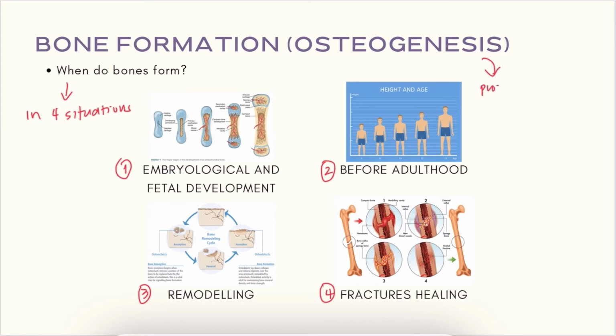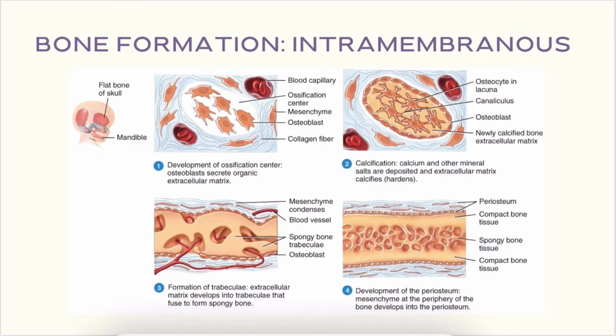Again, ossification or osteogenesis is the process of bone formation. Ossification takes place in 2 forms, which we will be discussing in the next couple of slides. We have intramembranous and endochondral. Let's discuss intramembranous first. Intramembranous ossification occurs in flat bones when a connective tissue membrane is replaced by bone. This is the simpler of the 2 methods.